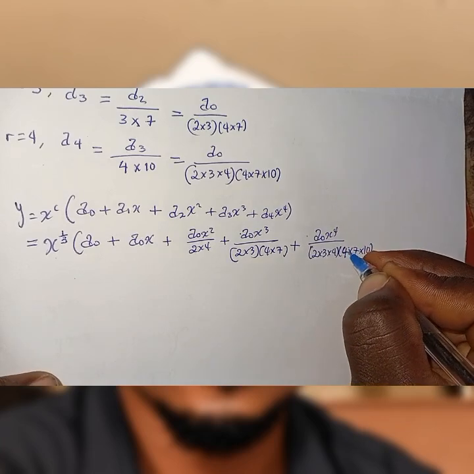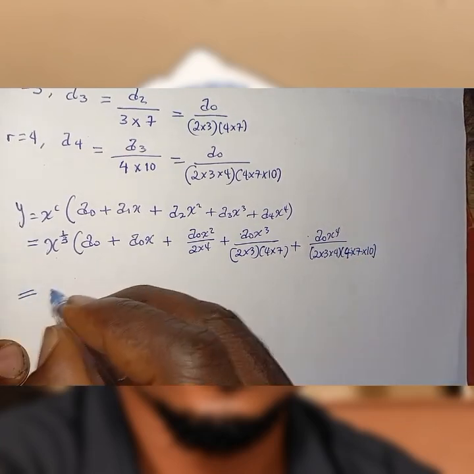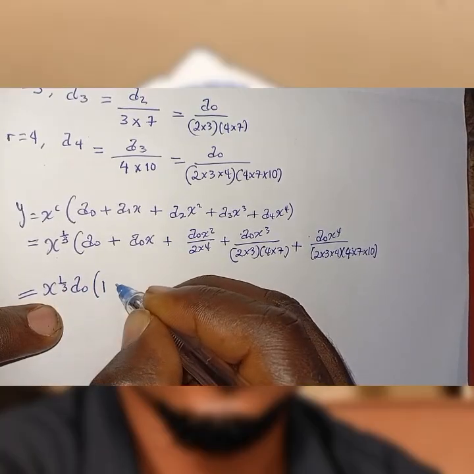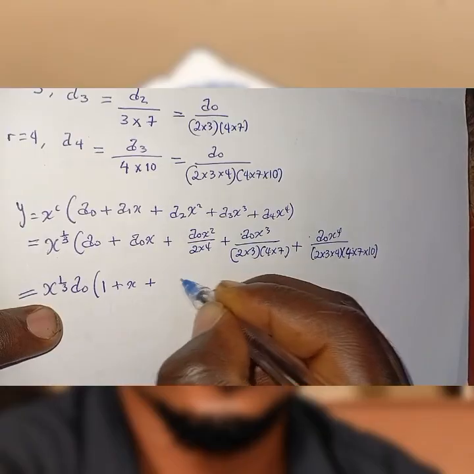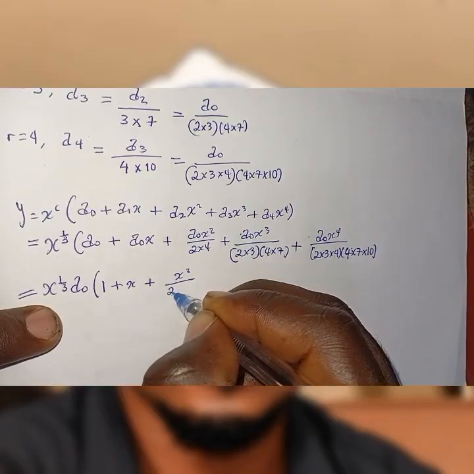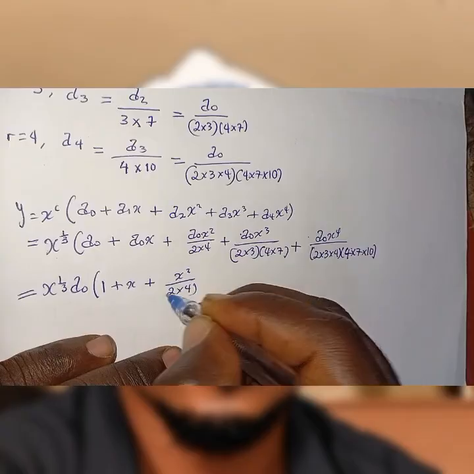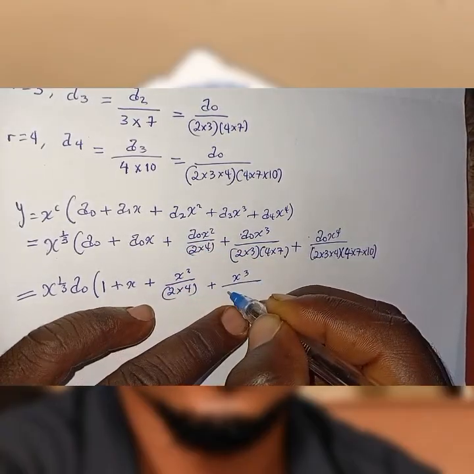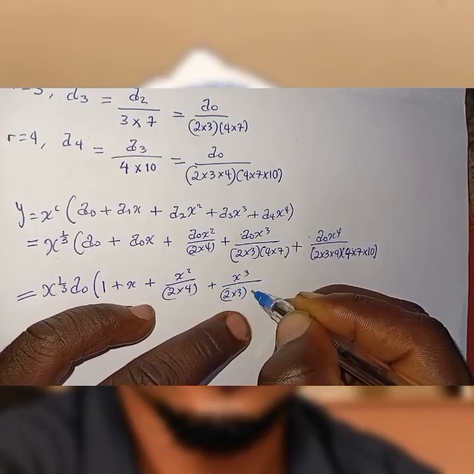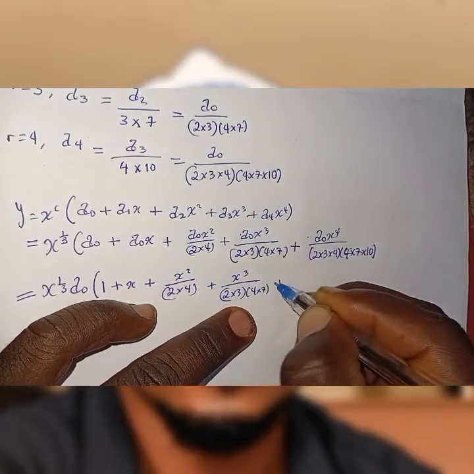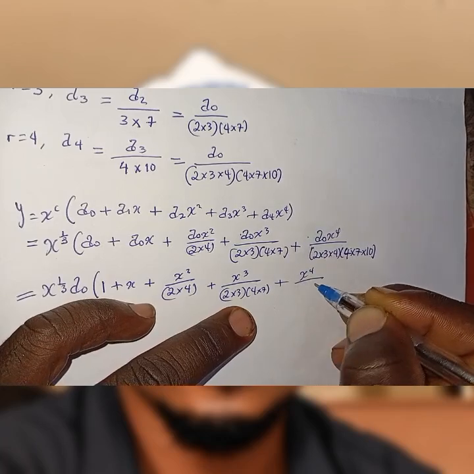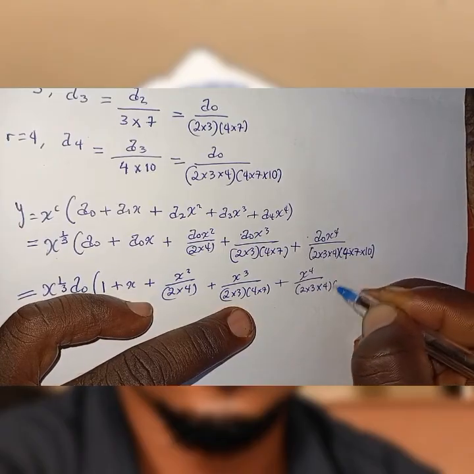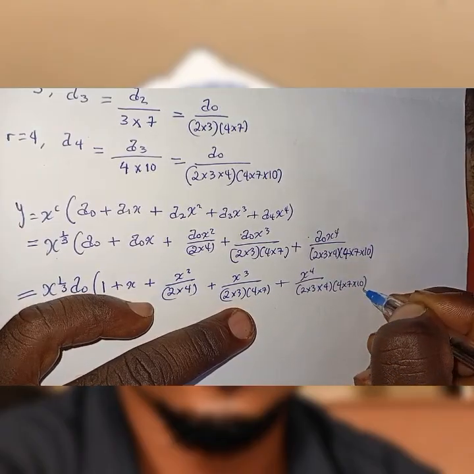This is x^(1 over 3). A naught is common, so you're going to have 1 plus x plus x squared over 2 times 4 plus x cubed over 2 times 3, 4 times 7 plus x raised to power 4 over 2 times 3 times 4, 4 times 7 times 10.